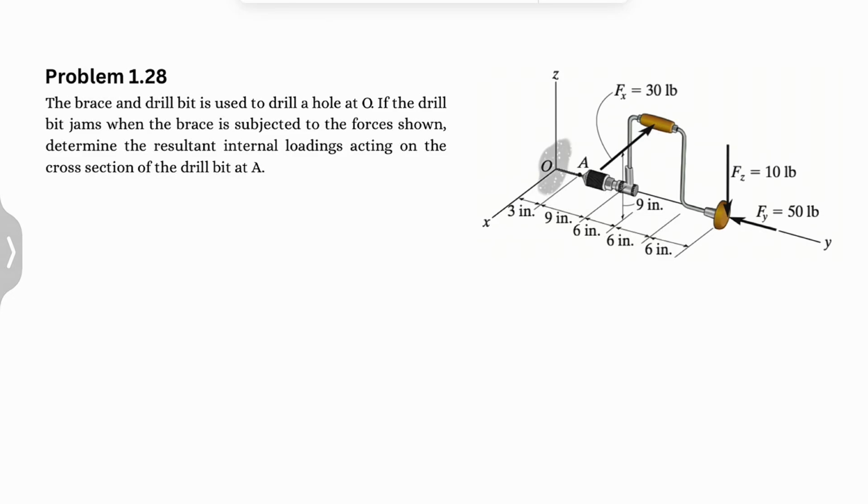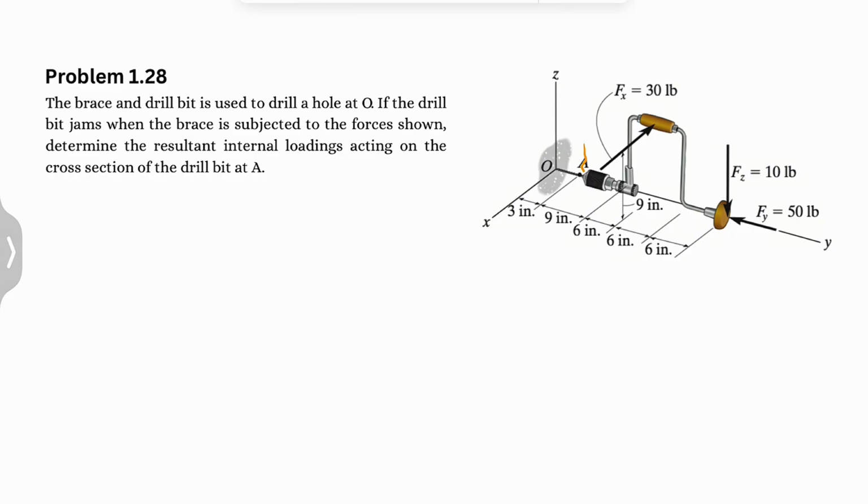Alright guys, welcome back. We have the question from the first chapter of Mechanics of Materials, and we have this brace and drill bit that is used to drill a hole at point O. If the drill bit jams when the brace is subjected to the forces shown, we need to determine the resultant internal loadings acting on the cross-section of the drill at point A. So basically we're looking for the internal loadings at A.